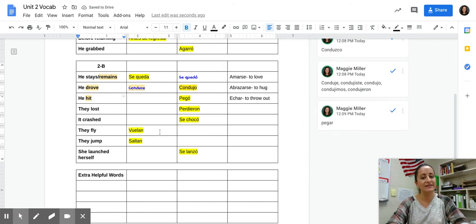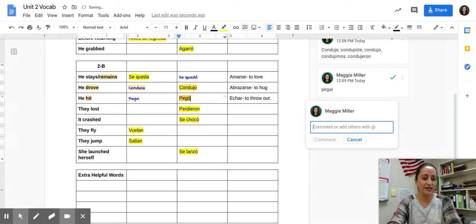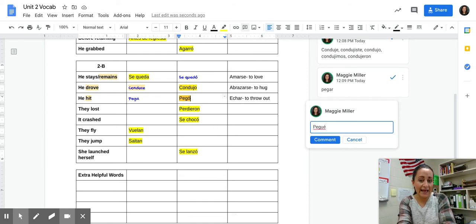So present tense, regular verb. Pego, pegas, he or she hits would be pega, and then pegamos, pegan. Preterite tense, same thing. We've got pegó, which means he or she hit. Let's think through how I would do all of my conjugations. Well, I hit is pegué.